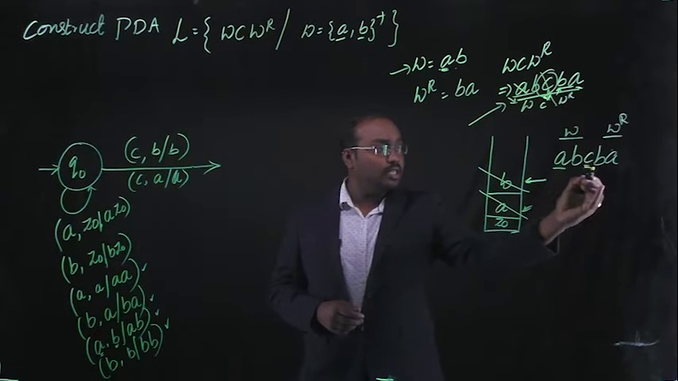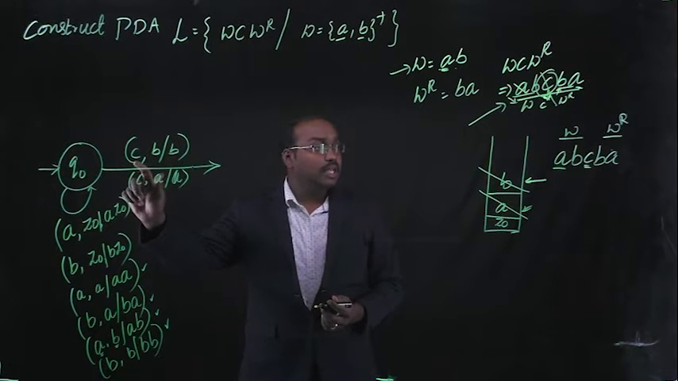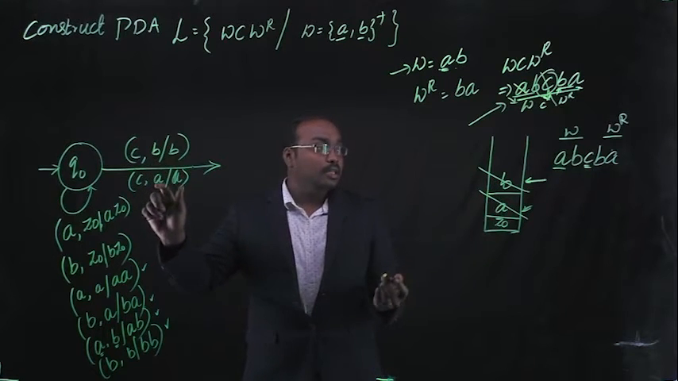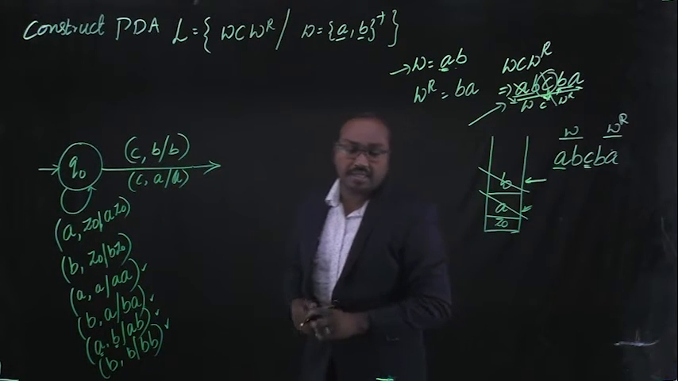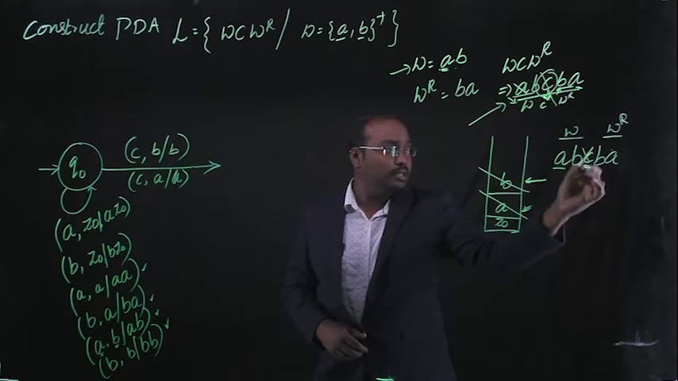Then whenever we are reaching the middle element, that means C. Whenever we are reaching the middle element C, if the top of the stack may be A or B, then leave the top of the element as it is. So up to now we have read this element C.